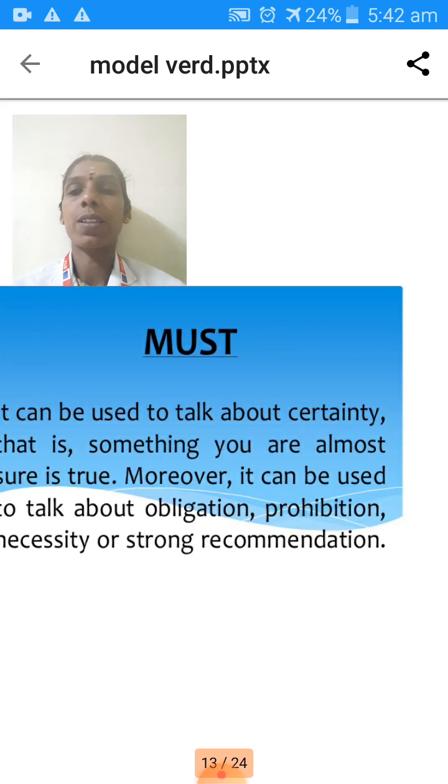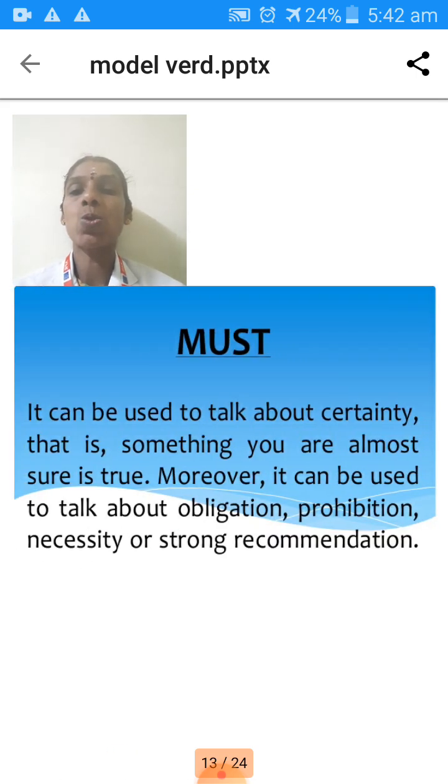Next one is must. It can be used to talk about certainties, that is, something that you're almost sure is true. However, it can also be used to talk about obligations, prohibitions, necessity, and recommendations. Must is used for certain conditions. For example, the teacher will order you, you should do it, you must do it, like that.